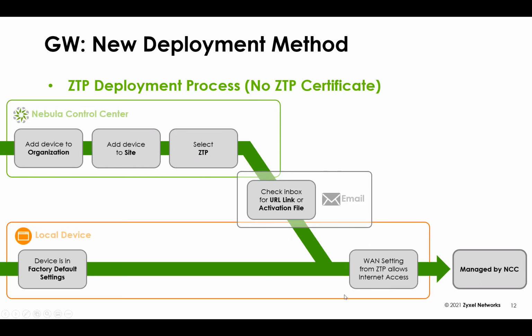And what it'll do is it will take the information that's embedded in that file that has all the information required to A, put the correct WAN information on your device, and then B, get it connected to Nebula, and then C, download that ZTP certificate. And once that process is finished, you'll be able to manage it through NCC.